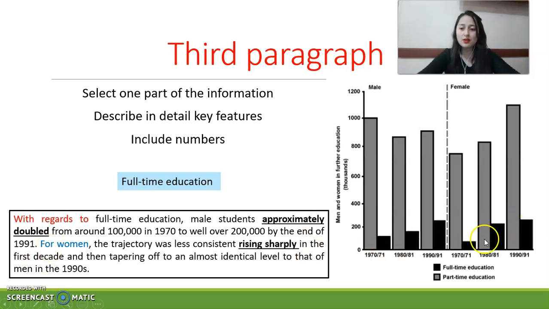Then for women, I'm going to talk about this part, women, the trajectory was less consistent, rising sharply in the first decade and then tapering off to an almost identical level to that of men in the 1990s. Yeah, so I said that here it went up, it was a dramatic, a sharp rise, and then in the last decade it had almost the same number as men. So in this paragraph you can see that I explained all the black, let's say, part of my graph.